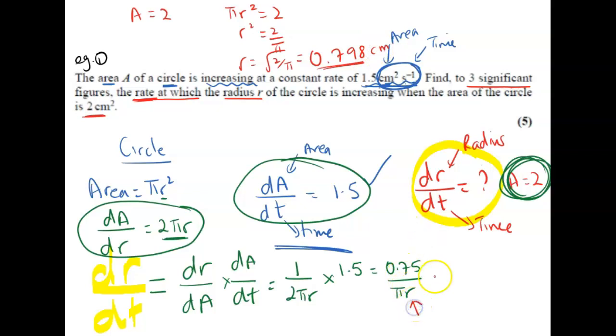Now that is my radius. Now I need to put that in here. So I'll get 0.75 over pi by 0.798, and simplifying that, get 0.3. Now we were asked for radius with respect to time, so I'll put cm per second. So this, everyone, is my answer. Now let me move on to my second example.